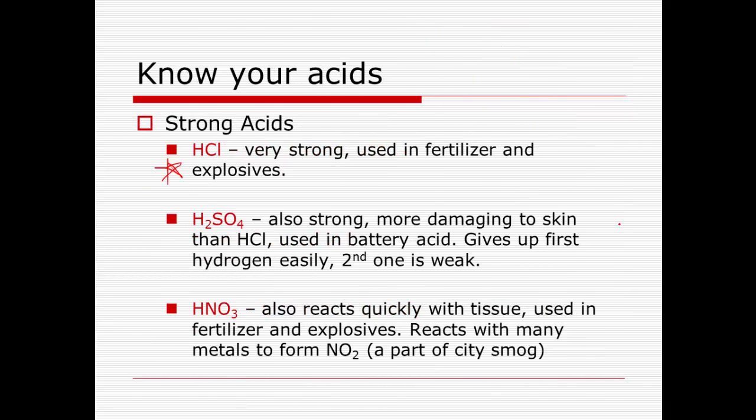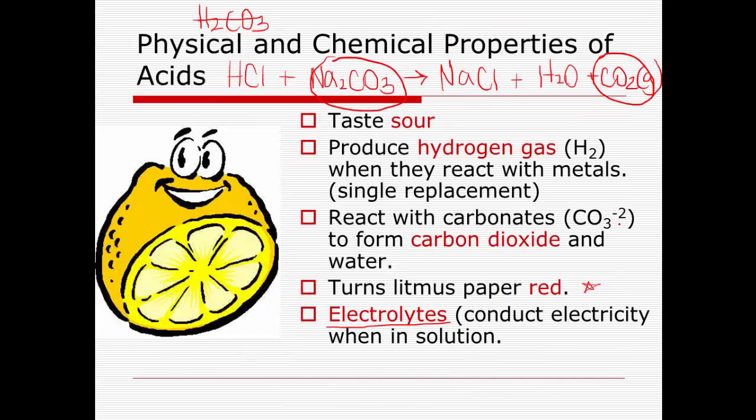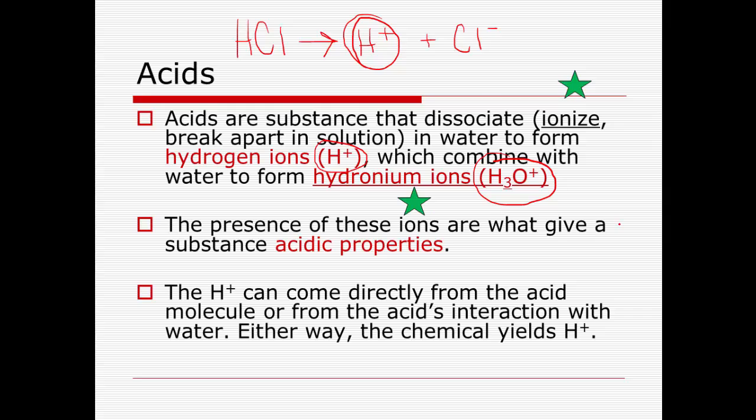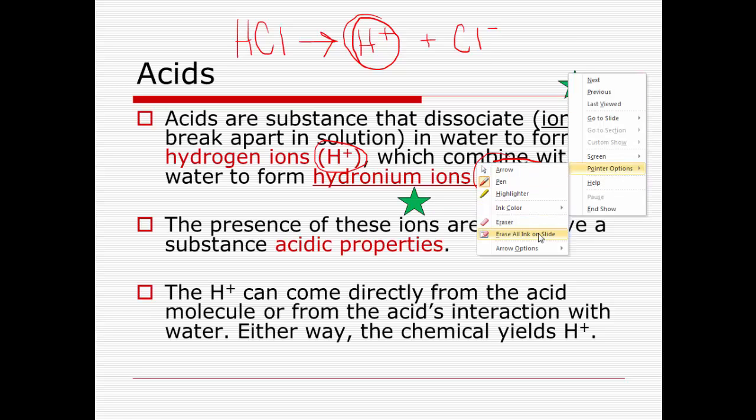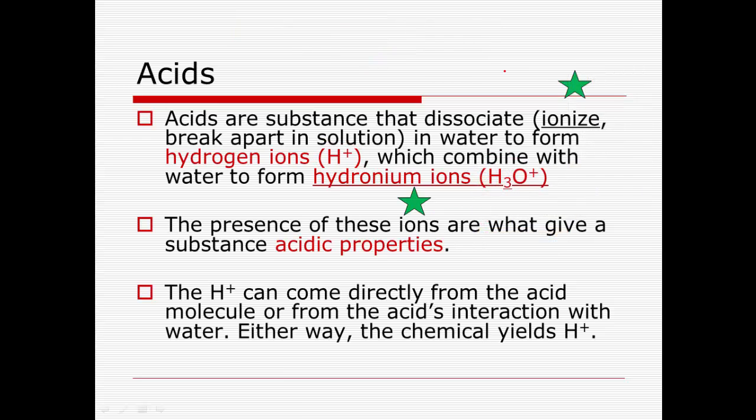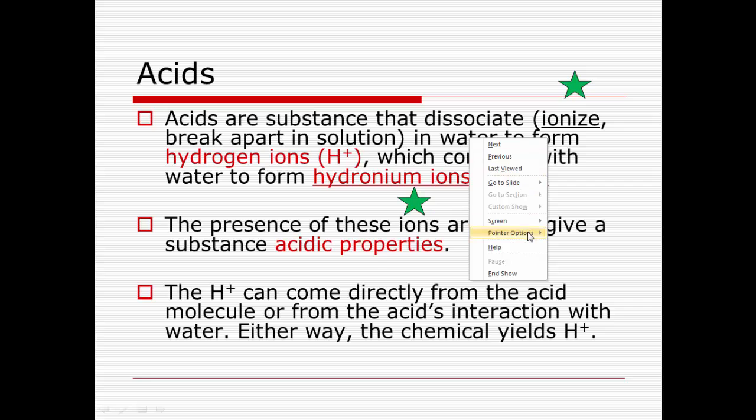Let's go back and let's talk a little bit about why we call it polyprotic, okay? We said that acids are substances that ionize to produce hydrogen ions. Let's talk a little bit about what a hydrogen ion is. Okay, so I'm going to go to a blank screen real quick.